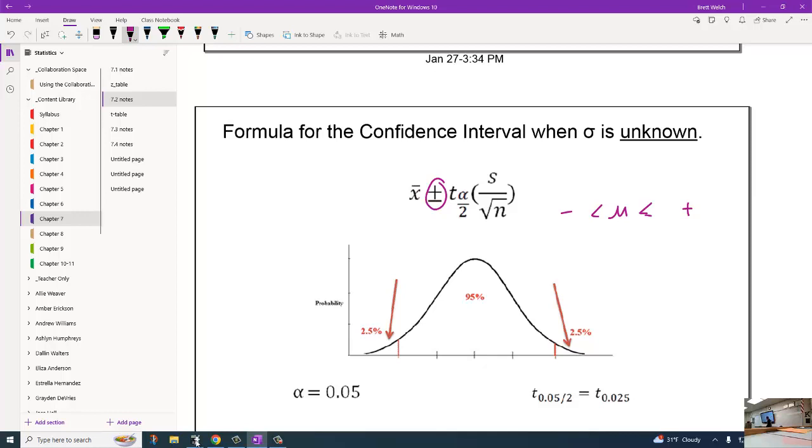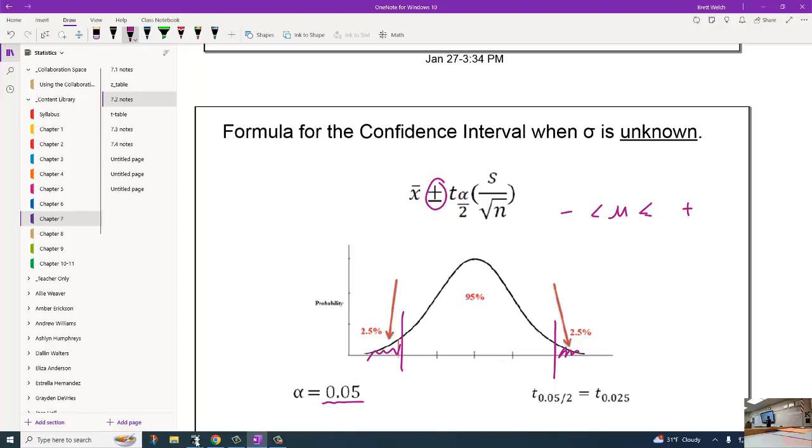Like with the z-distribution, if alpha is 0.05, meaning we want 95% confidence, there'd be 2.5% on each tail that we exclude. Okay? We create 95% confidence in the middle. Right? To calculate what these two values are, our boundaries for our confidence interval, I want to talk about how this is different than 7.1 and how it's really the same.